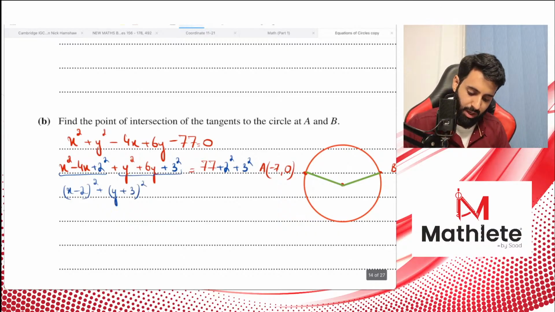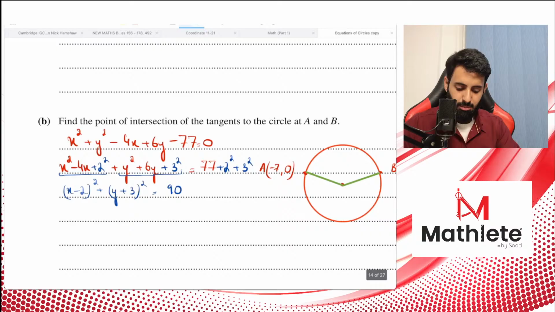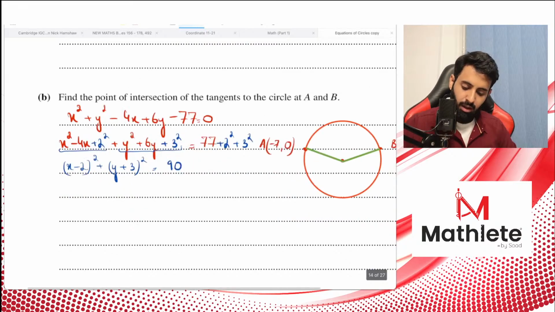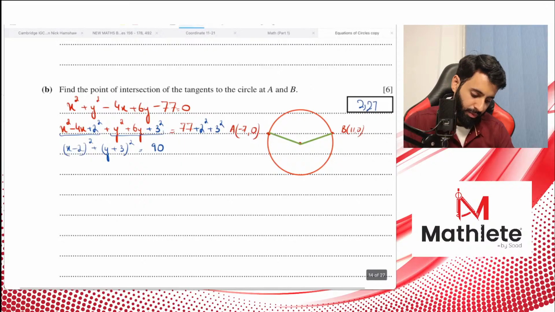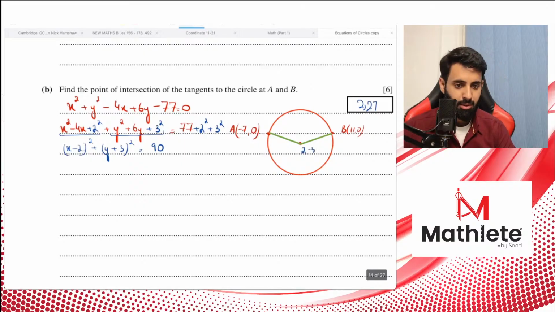Okay, and what do we have on the right hand side? On the right hand side we have 77 plus 4 plus 9. That's equal to 90. Let me just double check that. 77 plus 4 plus 9. Yeah, that's equal to 90. Okay, now what do we have? We have the coordinates of the center. The coordinates of the center are now 2 comma minus 3.